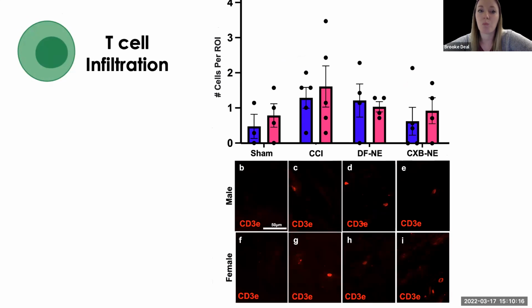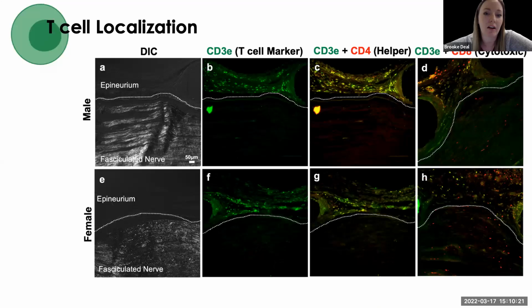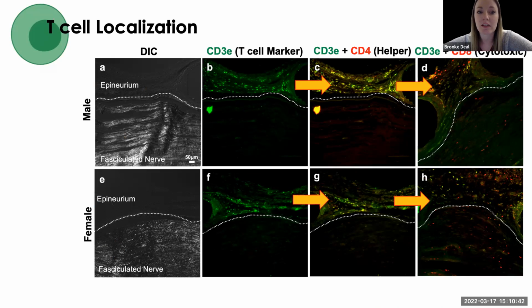And one of the things that I did discover while doing this was the localization of the T cells. So I evaluated them within the nerve, the fasciculated nerve, but the nerves are surrounded by a sheath called the epineurium. And as you can see here, these green T cells are sitting out there in the epineurium. And that's true for both helper T cells and cytotoxic T cells. So maybe the T cells aren't influencing this difference within the nerve itself, but maybe adjacently in the epineurium.